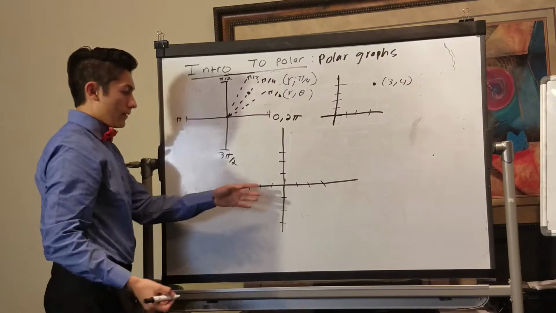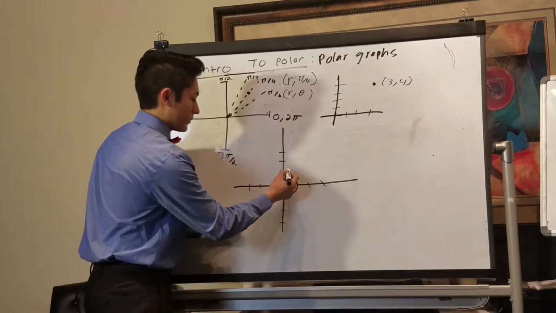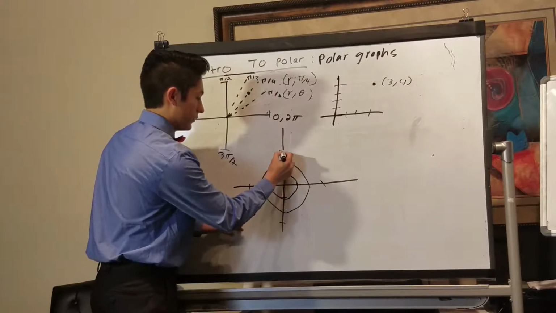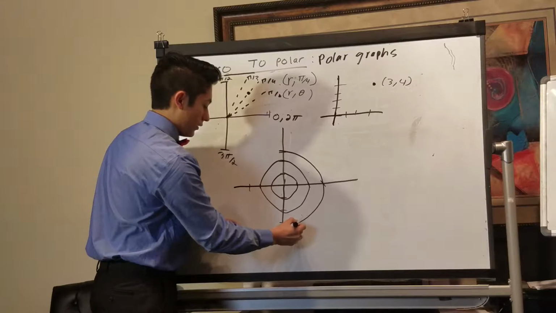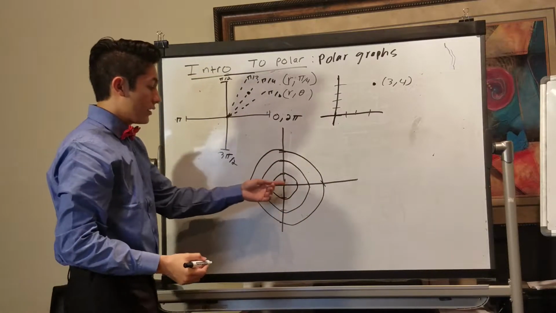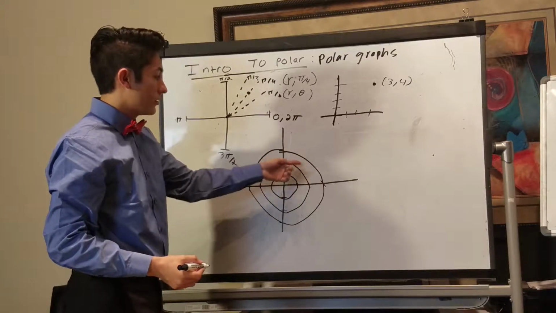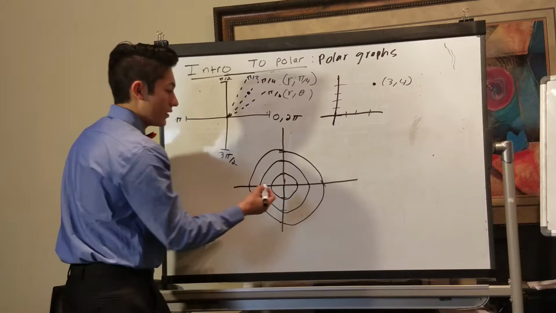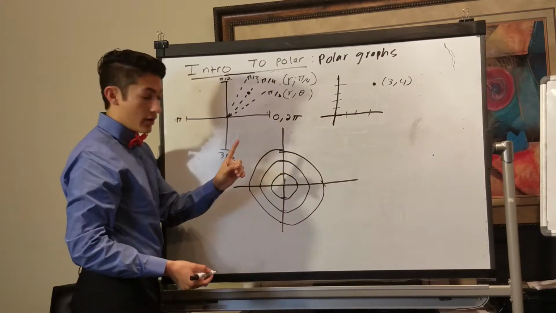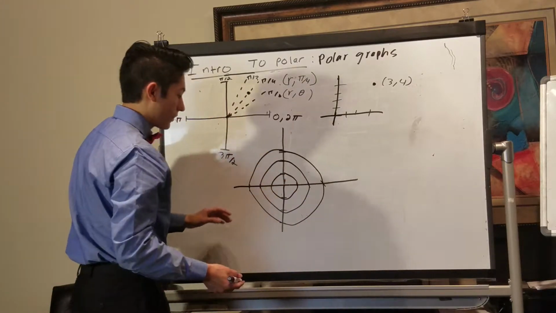Now, polar graphs are graphed in terms of the radius, so we're going to draw circles around here since we're rotating, and the circles will tell us the location of our point in terms of the radius. For example, this first circle is going to be radius 1, and the second circle is going to be radius 2 and radius 3, and so on.